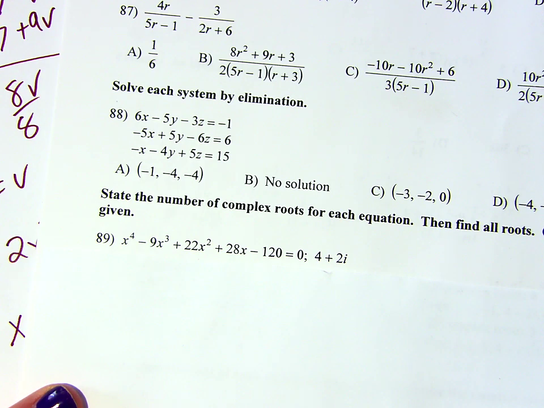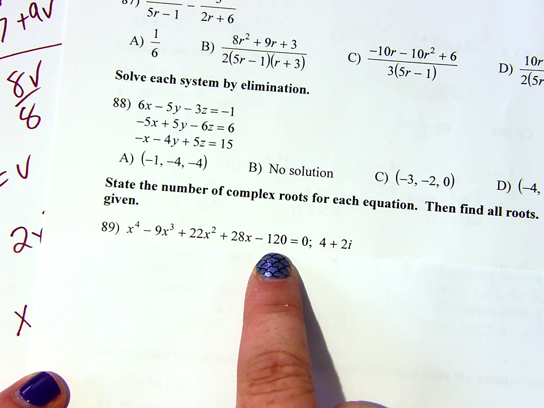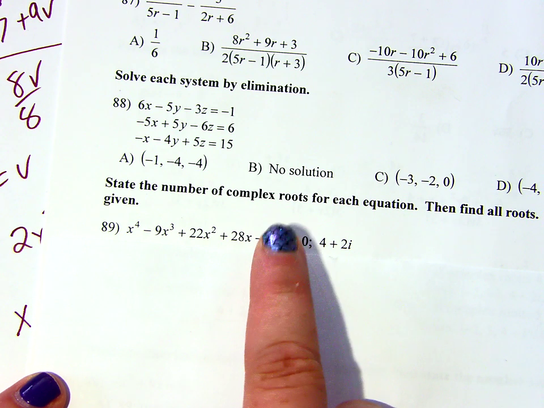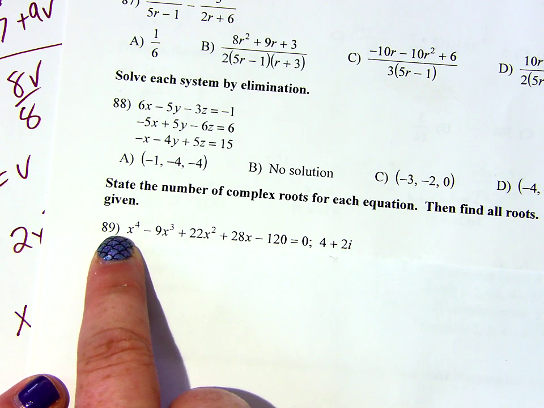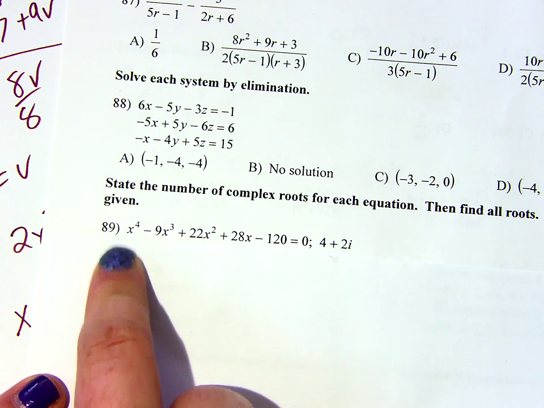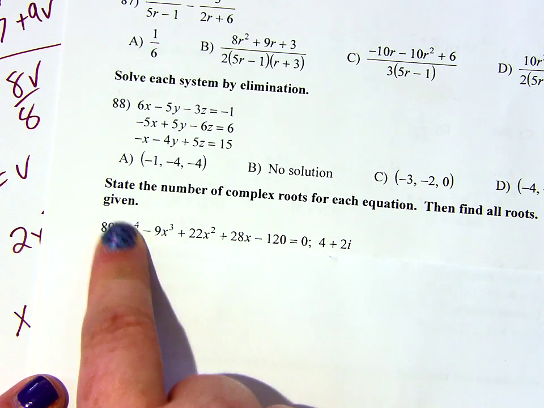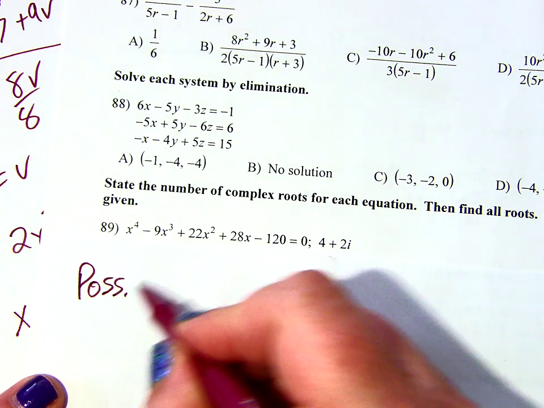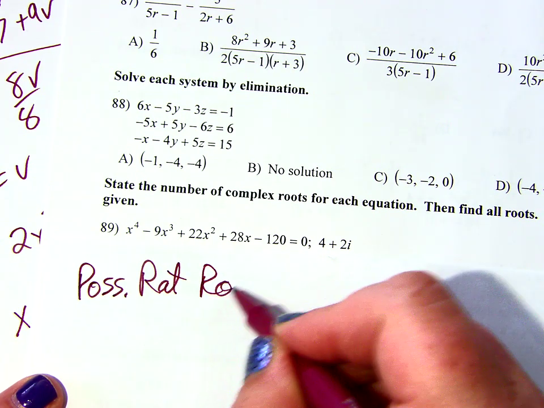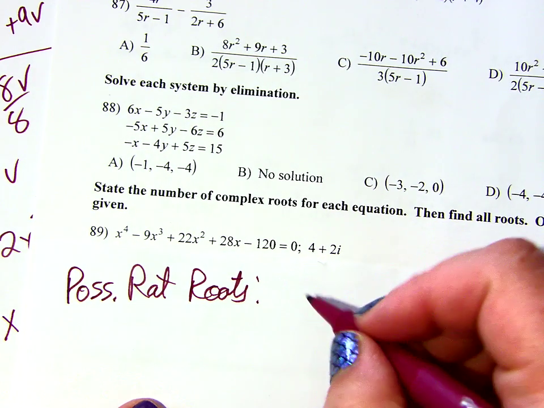Alright, so let me ask for the list of possible roots. Remember finding that? The list of possibilities. All the factors of the constant term over all the factors of the leading coefficient. All factors of 1 is 1, divided by all factors of 1, just 1. So, possible rational roots.